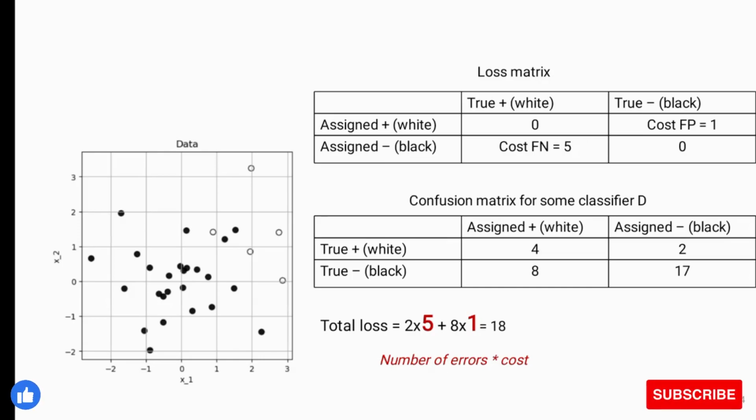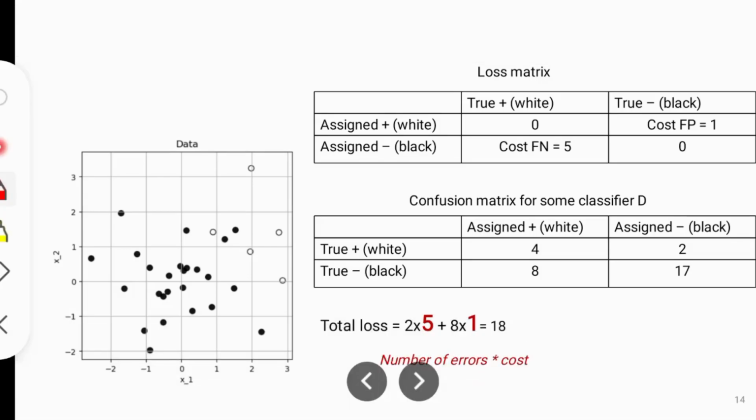So that means that if I get a majority class labeled as the minority class, that one, that's 5 times more damaging than that one. So I take the number of errors in that and times it by the cost. 2 times 5 plus 8 times 1. So the cost of this particular classification is 18.